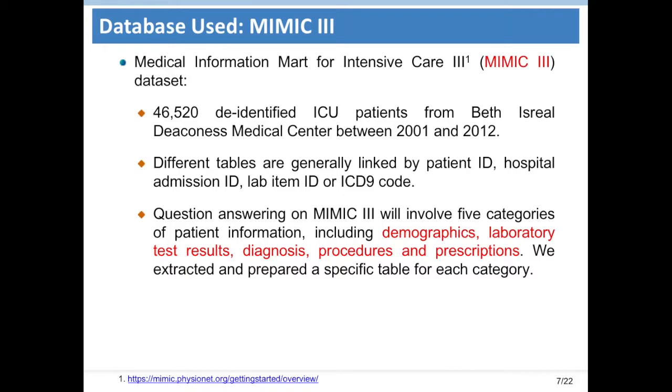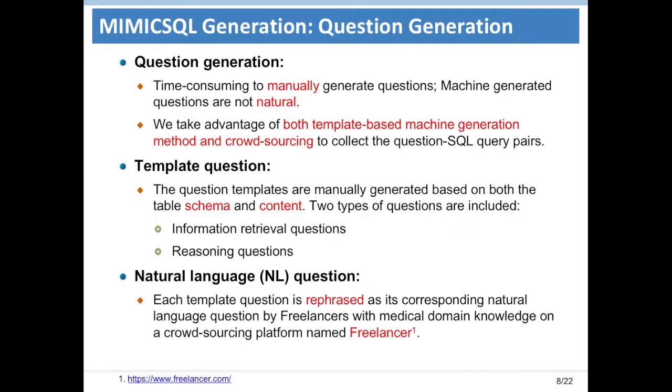Generally speaking, in MIMIC SQL dataset, we need to collect a set of question SQL query pairs in order to solve the question to SQL generation task. First, I will talk about the question generation. Typically, human annotation and machine generation are two ways to collect questions. However, it is time-consuming to manually generate questions. Also, the machine-generated questions are not as natural as human languages.